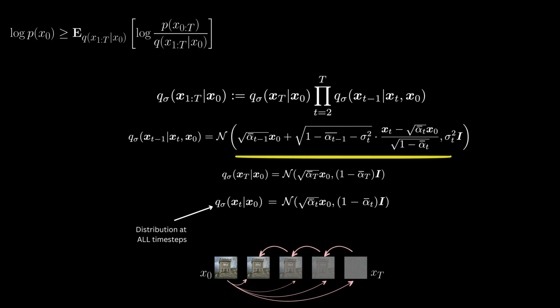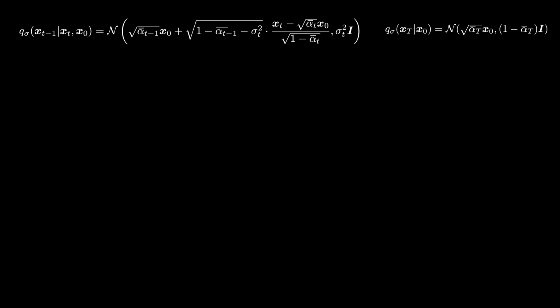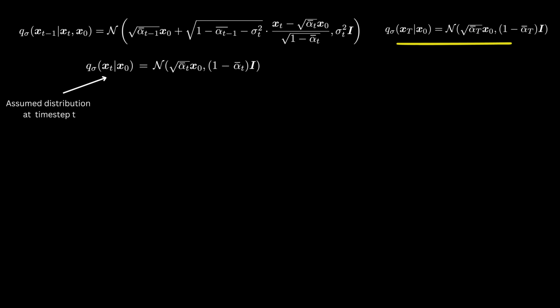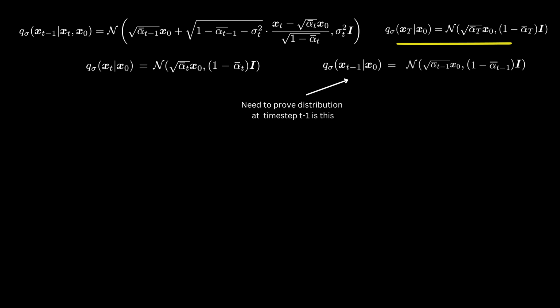Let's quickly see the proof of this which the authors provide in the paper, and they use induction for it. So given q sigma of xt minus 1 conditioned on xt and x0, and q sigma of xt given x0 as the base case, where t is the last time step, if we can show that if q sigma of xt given x0 is this, then q of xt minus 1 given x0 also has the same form, then we are done with the proof. Because with the base case of last time step, one can just repeat this for t and t minus 1, then t minus 1 and t minus 2, and so on.